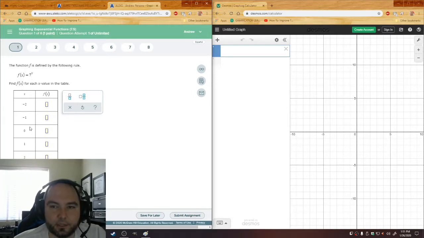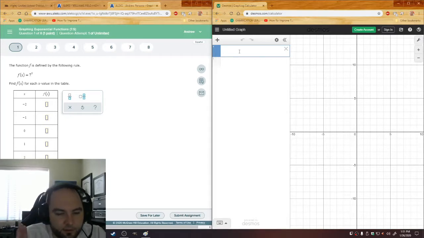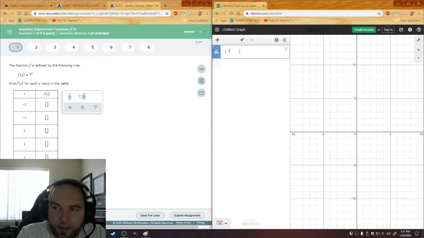plug in these different numbers. So 7 to the x. What do you get when you plug in -2? Now you have some options. So first thing is you could come over here. You could type 7 to the -2.